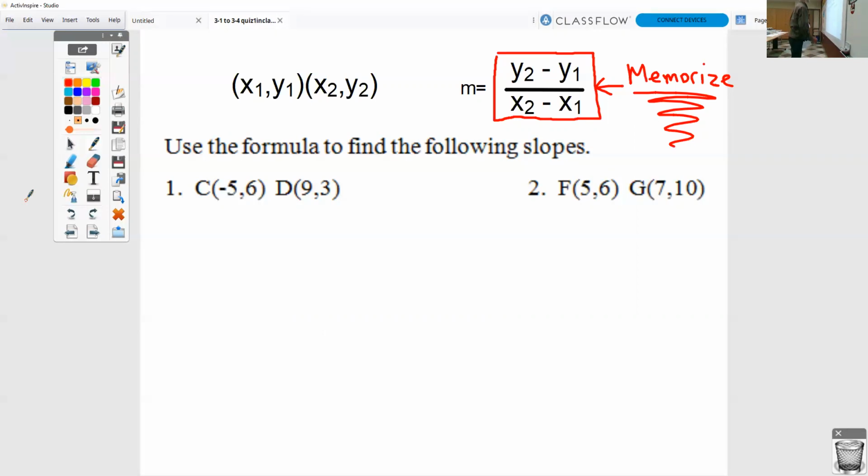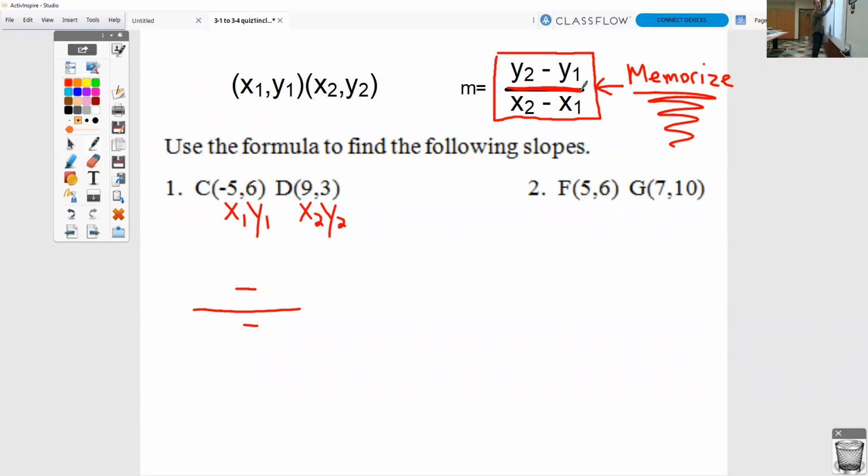So when you take a look at this problem, you have the points -5, 6, and 9, 3. Remember that all points are always written x comma y. So the -5 is an x, the 6 is a y, the 9 is an x, and the 3 is a y. -5 comma 6 is your first point, so these get ones. 9 comma 3 is your second point, so these get twos. Now you're going to draw your fraction bar and put your two minus signs.